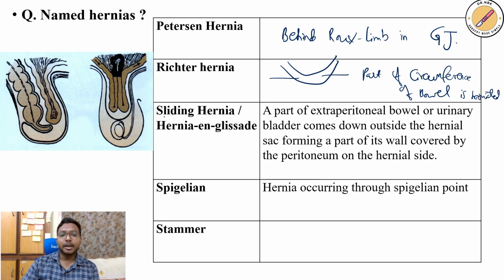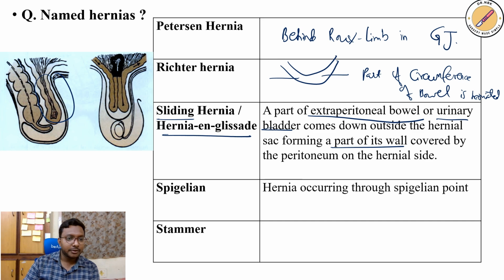Next, sliding hernia, which is also called hernia en glissade. Please understand, it is a part of extraperitoneal bowel or urinary bladder. It will descend down and it will form part of the wall of the hernia. I'll show you the picture here. So this is the actual hernia which is happening.